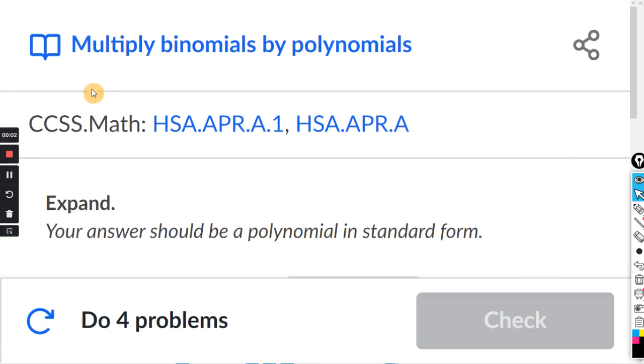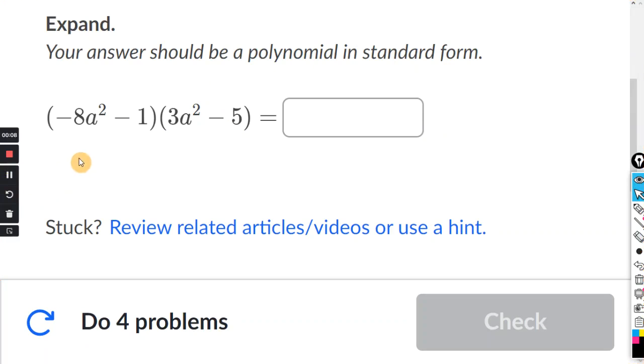This will be for the con exercise, multiply binomials by polynomials. All right, so we're basically multiplying these two binomials right here. In other words, expand, and your answer should be a polynomial in standard form. So we're basically doing the same thing here.